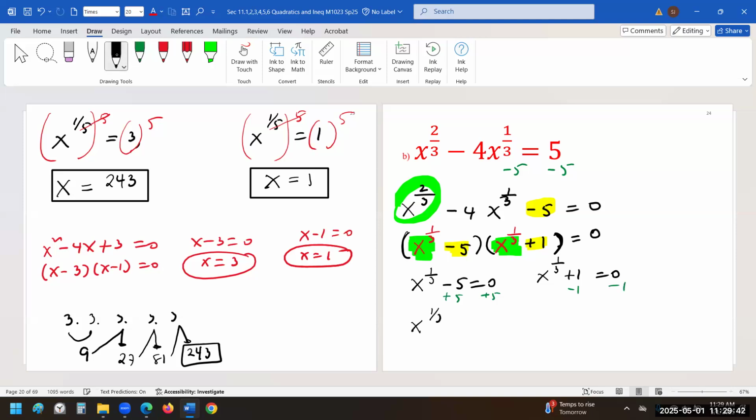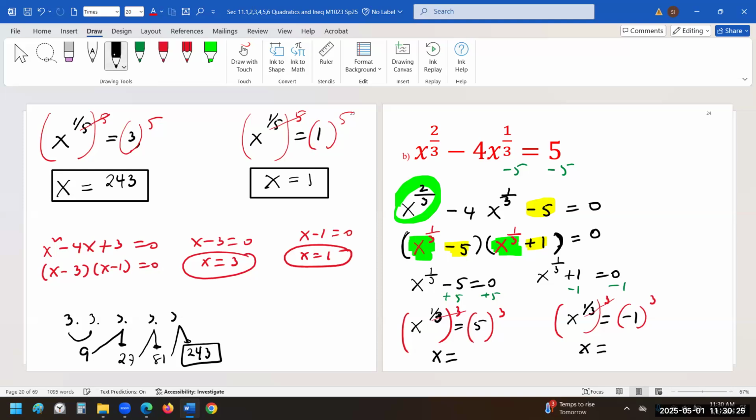So x to the 1/3 equals 5 and x to the 1/3 equals -1. We're almost happy, but not all the way happy because our x is not to the 1, it is to the 1/3 power. So what can you multiply 1/3 by so that it becomes 1? Good job. So we multiply both sides by 3 and 1/3 and 3 cancel out. We have our x alone.